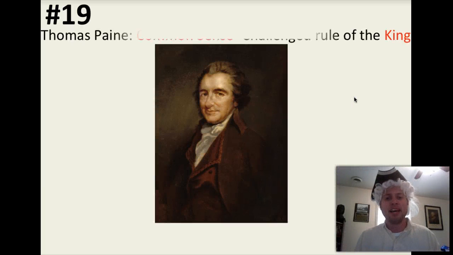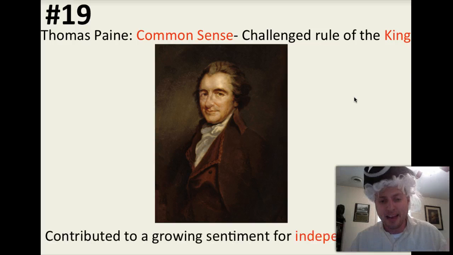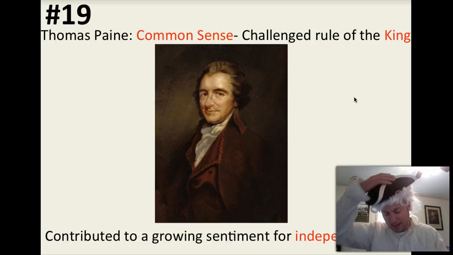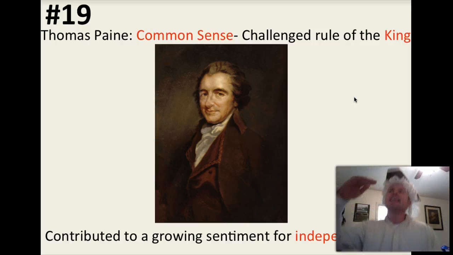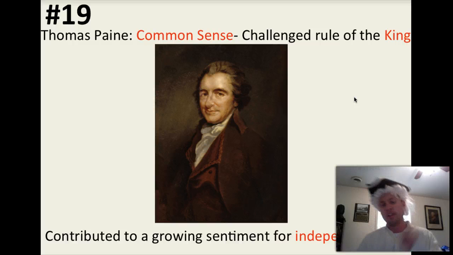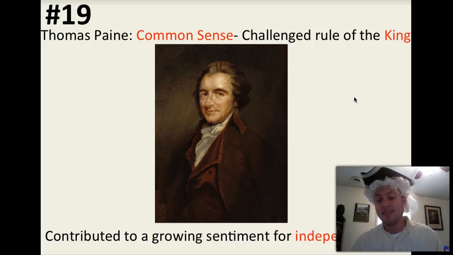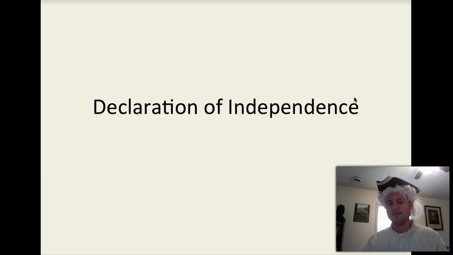This guy's Thomas Paine. Thomas Paine writes a pamphlet called Common Sense. Common Sense challenged the rule of the king. It contributed to a growing sentiment for independence. The colonists read Thomas Paine's Common Sense, and in it, it lists all sorts of complaints, things the king had done to enrage the colonists, like the Proclamation Line of 1763, like the Boston Massacre, like the Stamp Act. And as people read this pamphlet, they said, all right, maybe it's time to be independent.